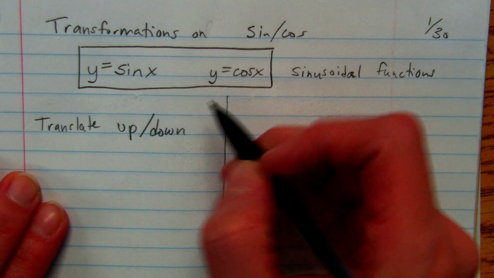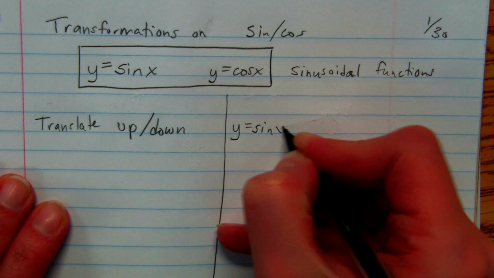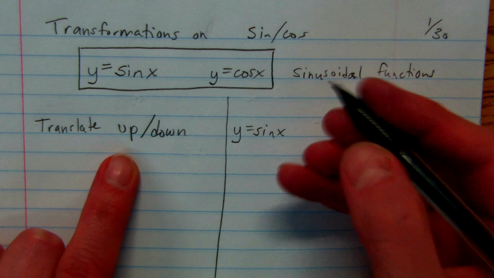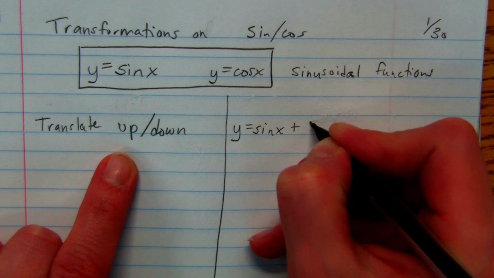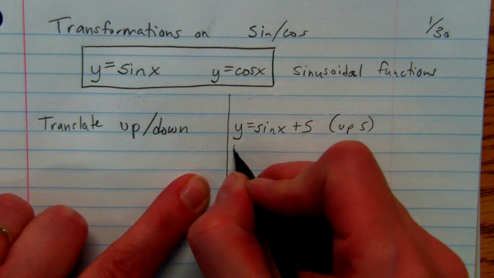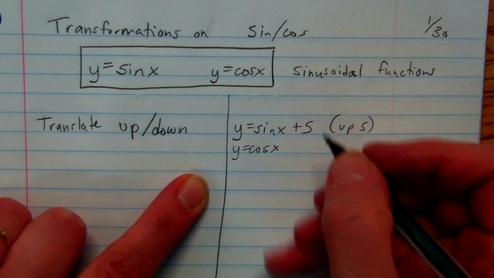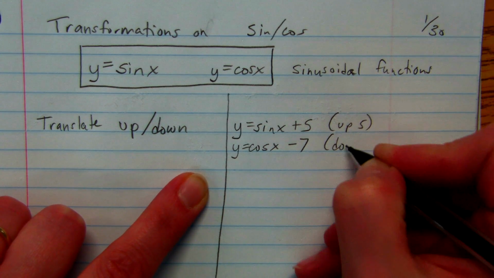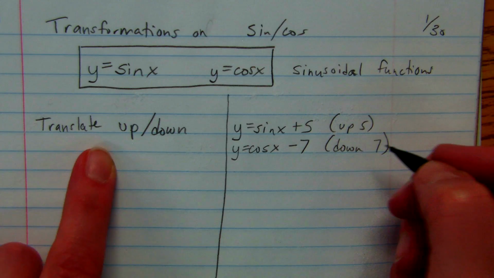So if I want to take, let's say, sine x, so I'll start off with y equals sine x. What would I do to the equation if I wanted to move it up, say, 5 units? What would I have to add on to this equation? Plus 5. So that would move it up 5. Then let's say I take my cosine function, and let's say I want to move it down 7 units. What would I do? Minus 7. So that would move the whole thing down 7. And those are called translations, or you get to say translate.